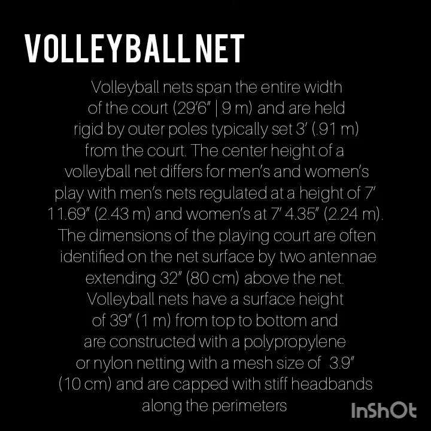The dimensions of the playing court are often identified on the net surface by two antennae extending 30 to 80 centimeters above the net. Volleyball nets have a surface height of 1 meter from top to bottom and are constructed with a polypropylene or nylon netting with a mesh size of 9 to 10 centimeters and are capped with stiff headbands along the perimeters.